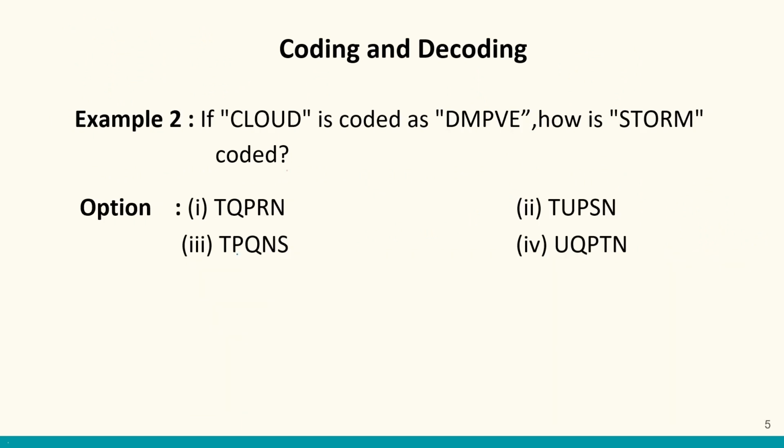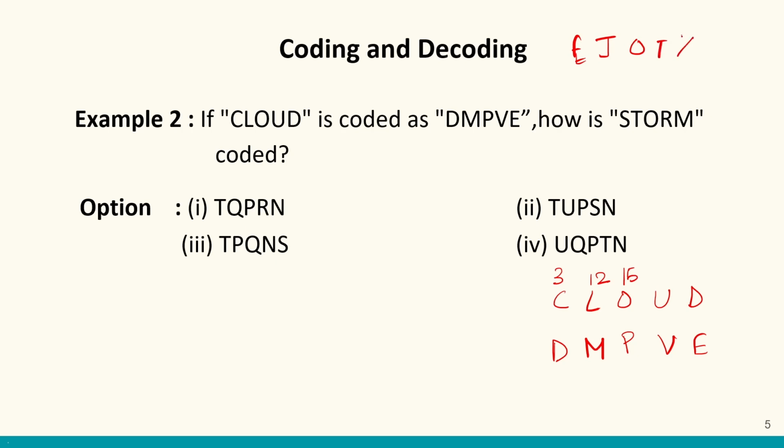So in this question, cloud is coded as this, and how is storm coded, we have to find out. So let us check for cloud. CLOUD is coded as DMPVE. So C is 3, L is 12, O is 15. If you remember, I told you a shortcut, EJOTY, to remember forward ranks, where E denotes 5, 10, 15, 20, and 25. So U denotes 21 and D denotes 4.